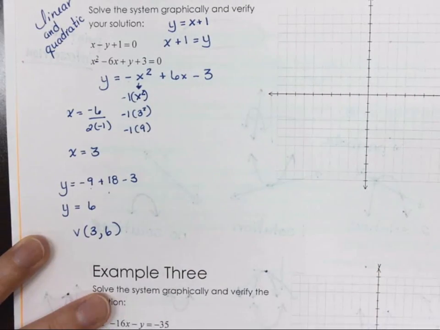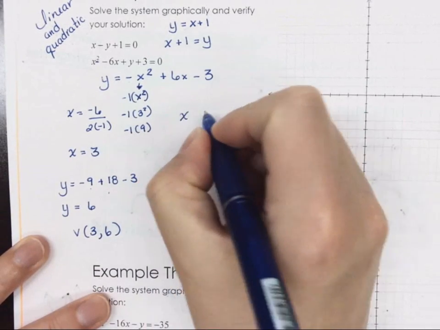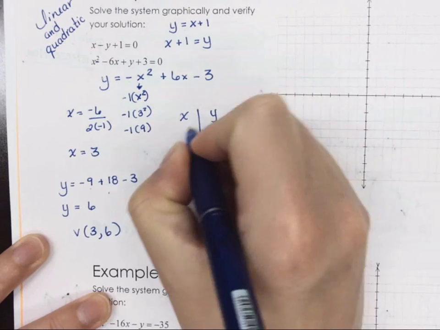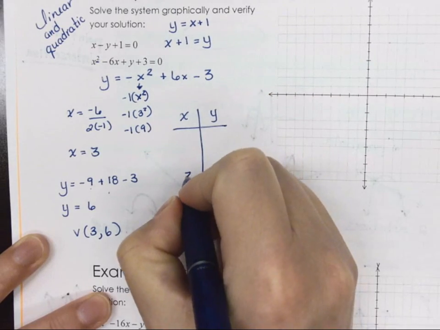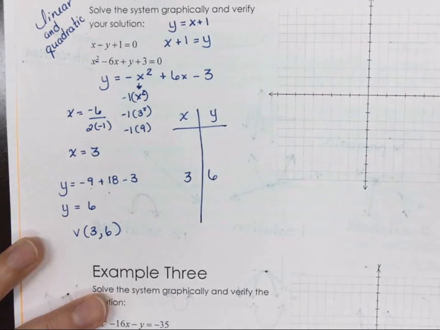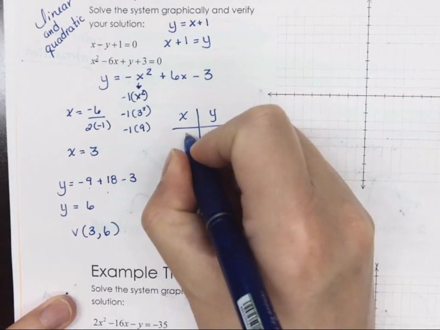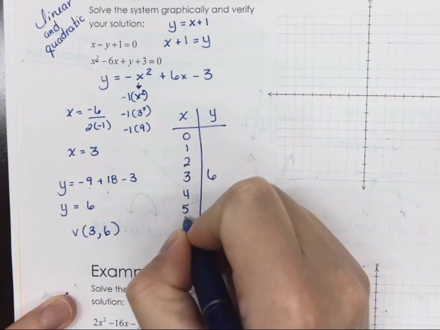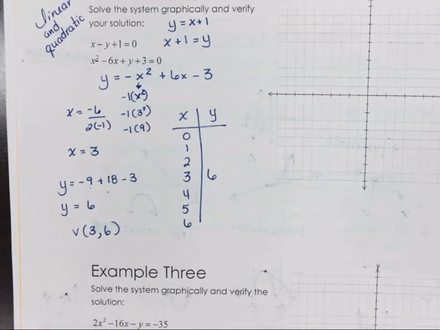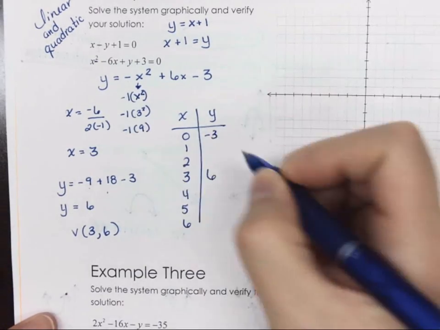So remember, I'm just working on my quadratic right now. So I'm going to do a table of values for my quadratic. I always put my vertex in the middle of that. So I'm going to pick points to the left of the vertex and to the right of the vertex. So 2, 1, and 0, 4, 5, and 6. I got that one.